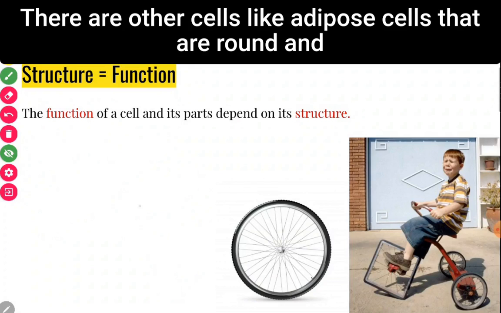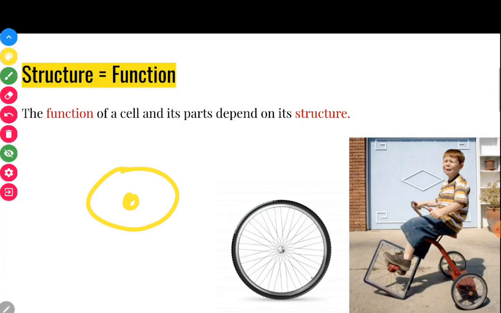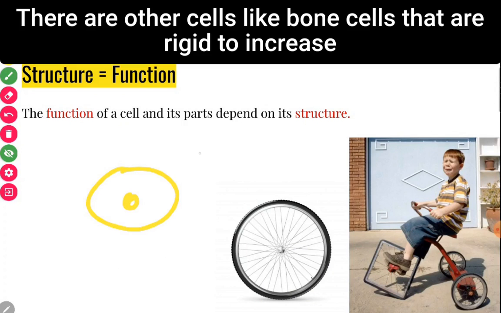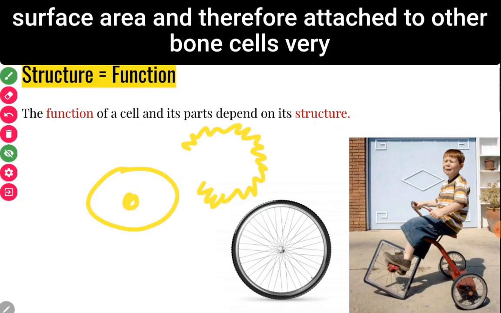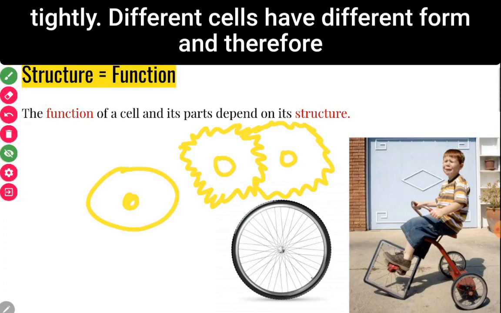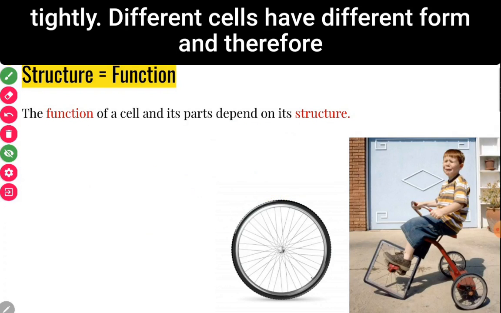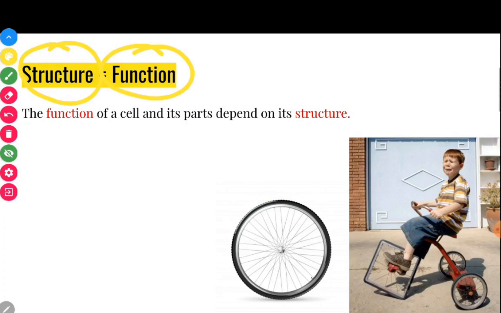There are other cells, like adipose cells, that are round, and they store fat. There are other cells, like bone cells, that are rigid to increase surface area and therefore attach to other bone cells very tightly. Different cells have different form and therefore different function.